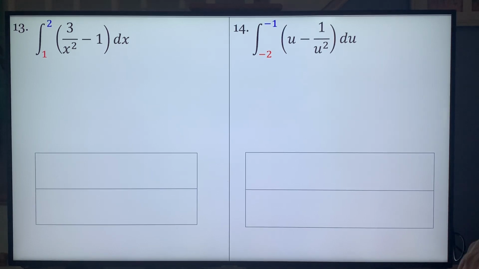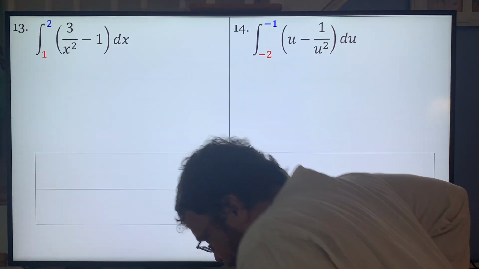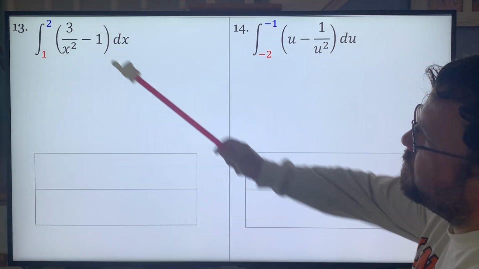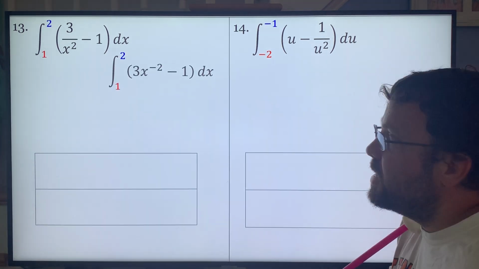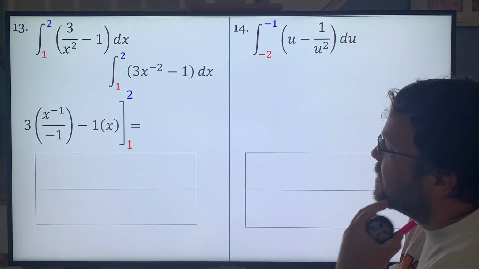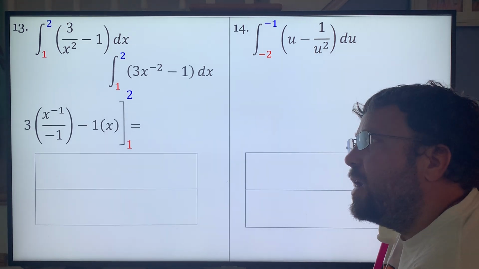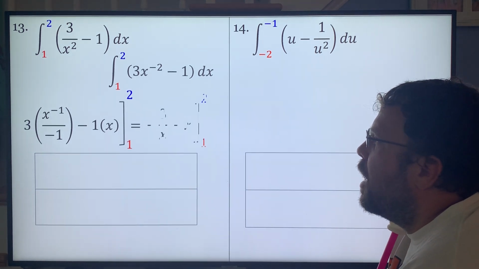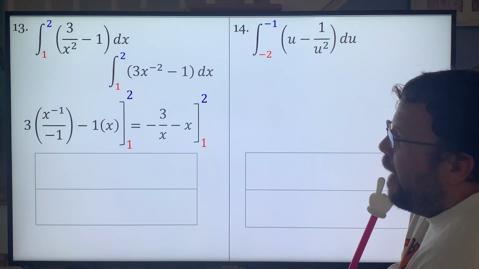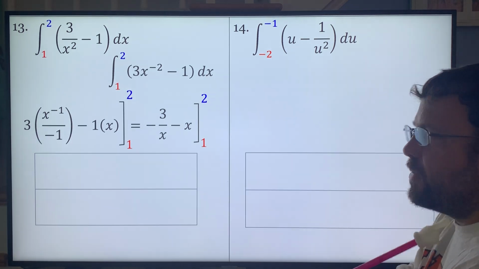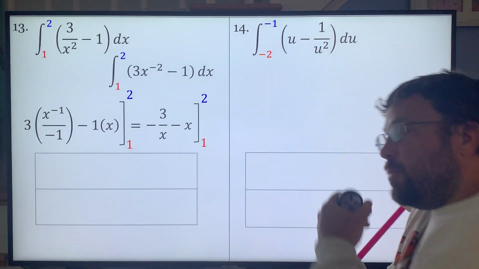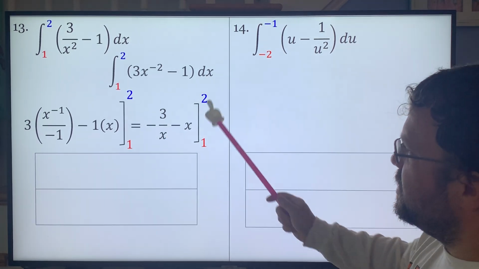Once again, you're going to rewrite problem 13. All right? 3x to the -2 plus 1. -2 plus 1 is -1. So it's 3 times x to the -1 over -1 minus x. That's pretty easy. You can put the x on the bottom if you want. You can leave an x to the -1 on top if you want. It's all preference.